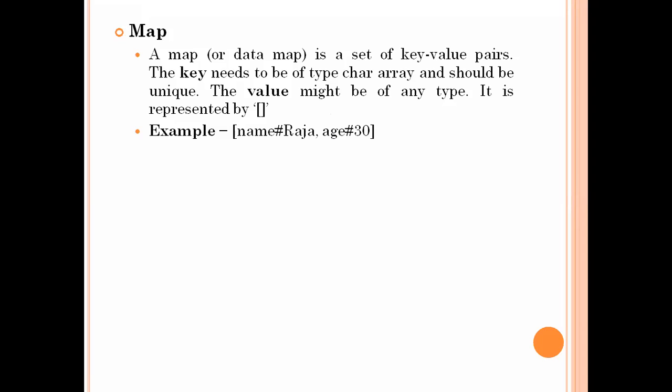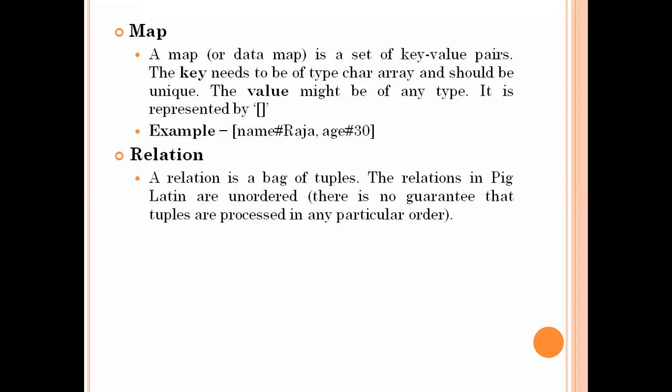Again, there is a restriction: the key should be unique and needs to be of type char array. So unique values need to be represented as keys, and the values can be of any type. Then a relationship is a bag of tuples. The relations in Pig Latin are unordered. There is no guarantee that the tuples are processed in a particular order, so the data may be processed in any order.